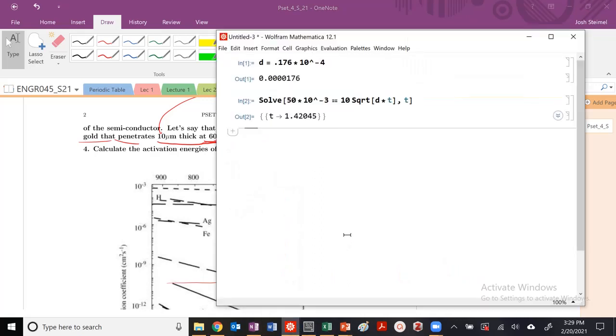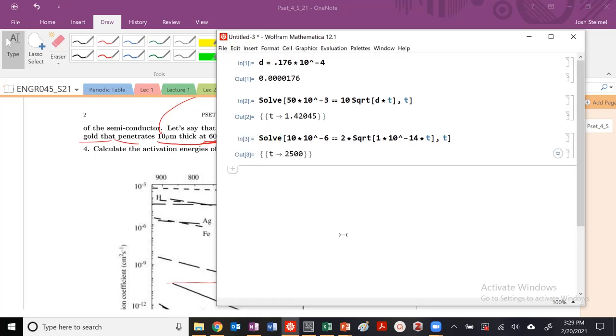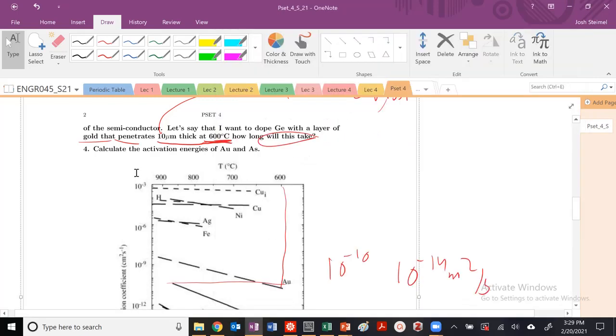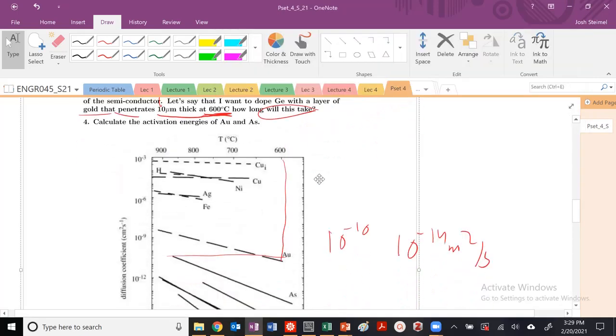So let's go ahead and do that. 10 times 10 to the minus 6 set equal to 2 times the square root of 1 times 10 to the minus 14 times time. Let's solve for how long it's going to take: 2,500 seconds. There we go. That's it.